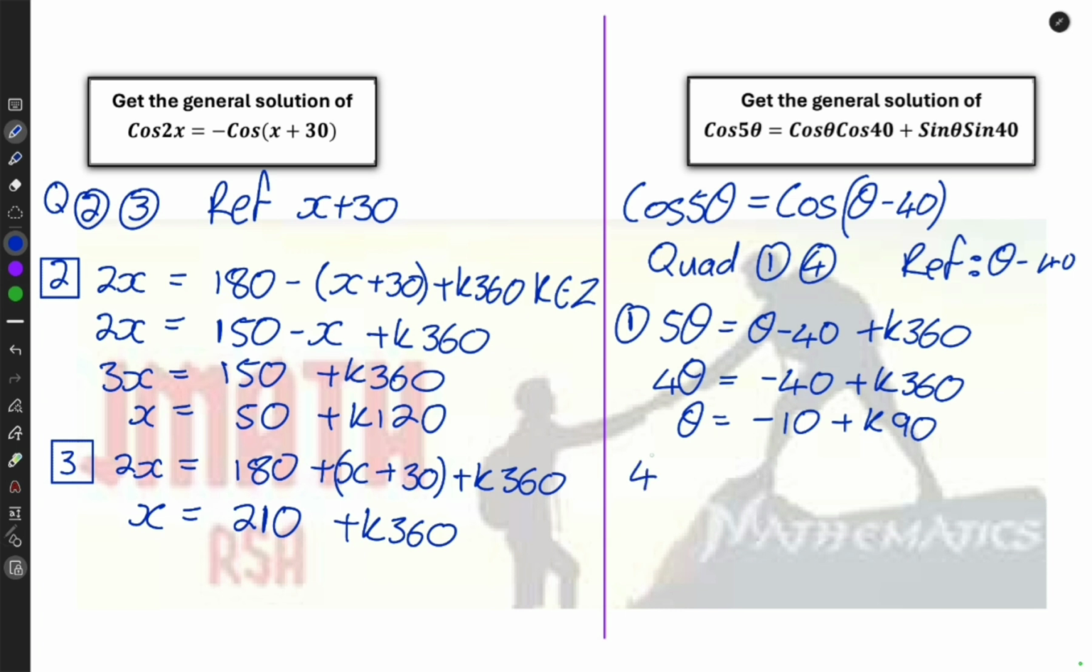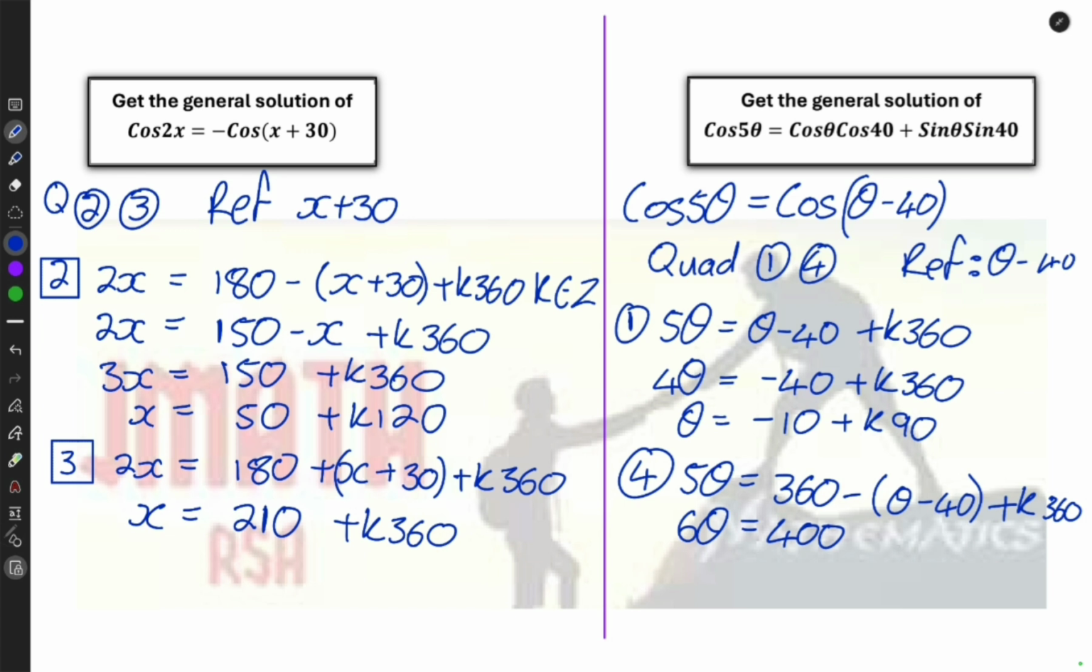And then for quadrant 4, the answer would be 5 theta equals 360 minus the reference angle, minus 40, and then plus k 360. Now I can see this is going to be a minus theta, so I'm going to bring it to the left. This is then 6 theta is equal to 400 plus k 360. So to get the final answer, I just need to say 400 over 6. That gives me 66.67 plus k of 60 degrees.